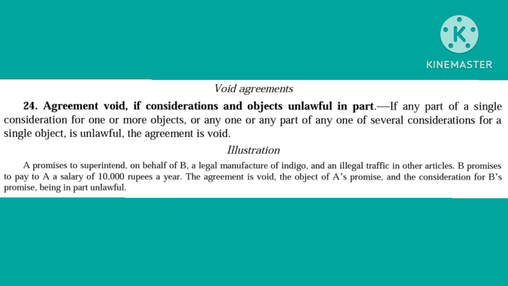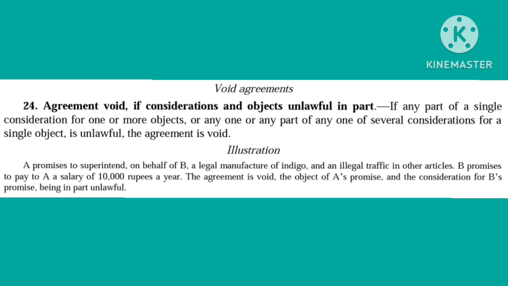Now, if we look into the illustrations given under section 24, it says: A promises to superintend on behalf of B a legal manufacture of indigo and an illegal traffic in other articles. B promises to pay to A a salary of 10,000 rupees a year. The agreement is void, the object of A's promise and the consideration of B's promise being in part unlawful.